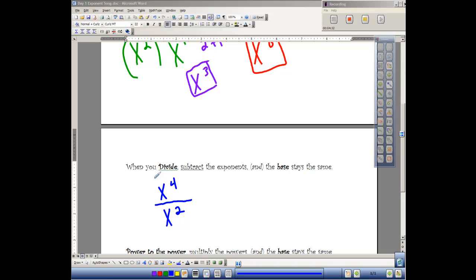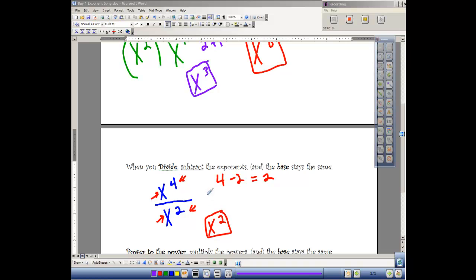So when I divide, I subtract the exponents. There's an exponent here and here. So that's 4 minus 2 equals 2. My answer is, and the base stays the same. My base is x. So I'm just going to bring my base down and subtract my exponents. 4 minus 2 is 2. So that means that I have x squared. That's it. Let's look at another one.